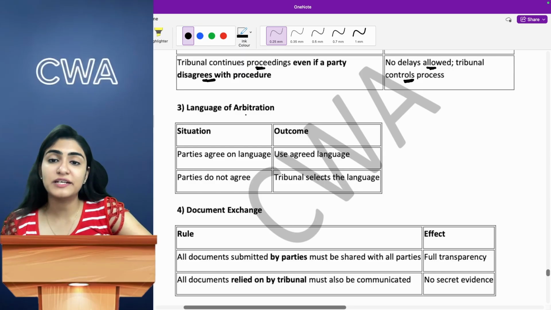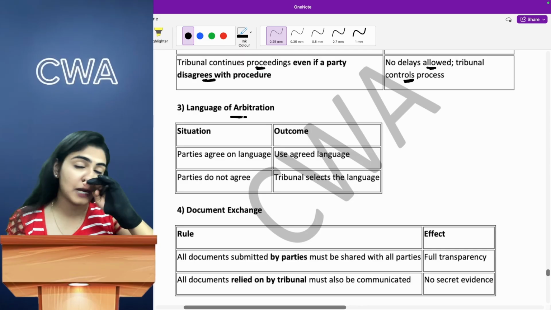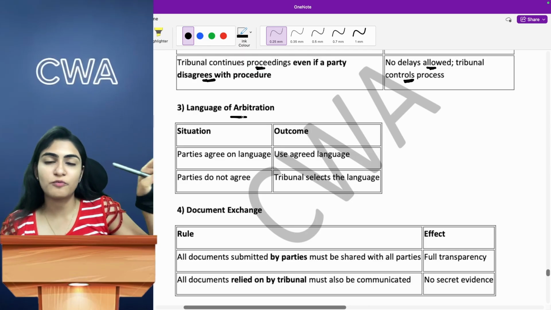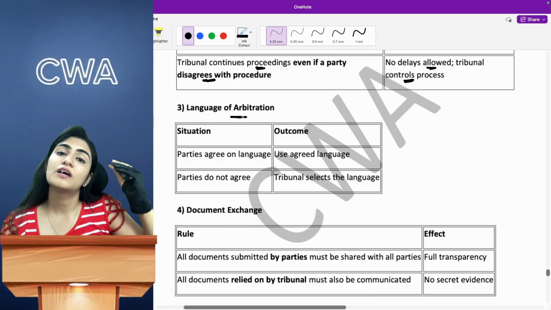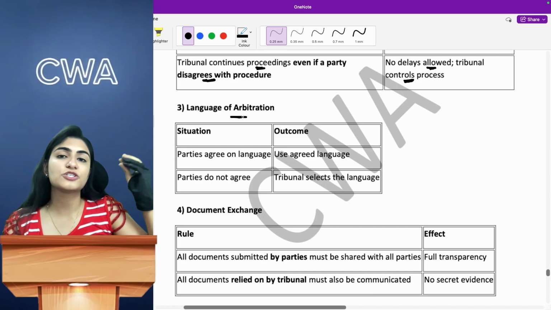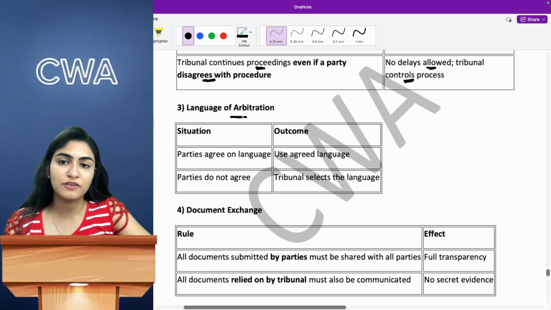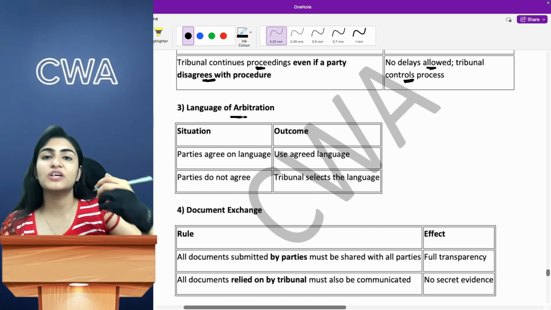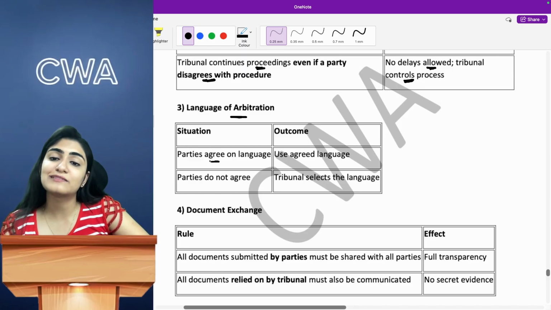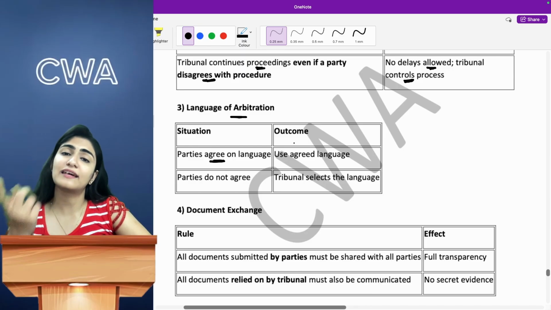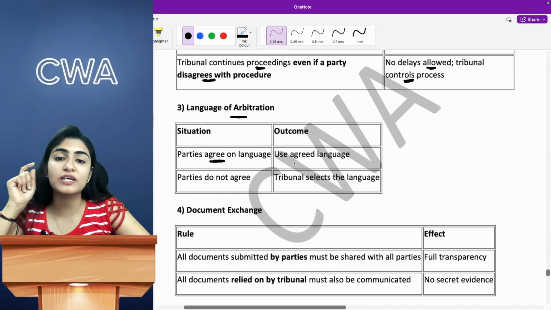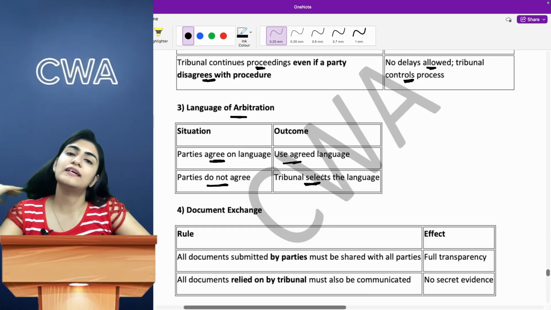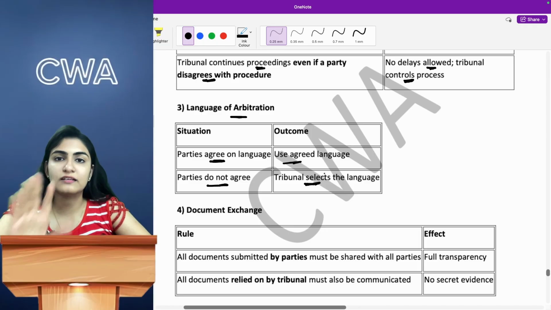Language of arbitration. In what language will this arbitration take place? So let's say two different people are from two different countries. One person is very fluent in English and does not know any other language apart from English, and the second person knows all the languages. In that case, both parties can come together and agree on one single language which can be used. If the parties don't agree, then the tribunal selects the language.